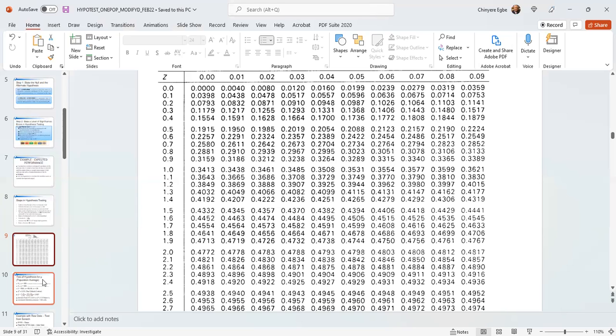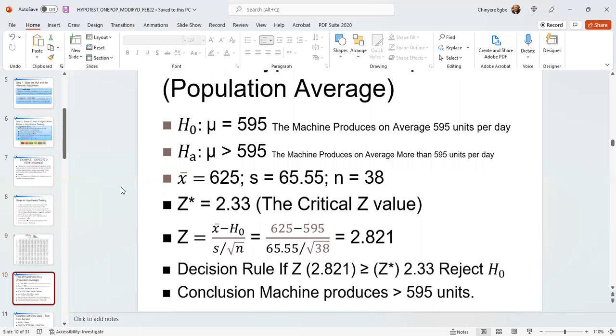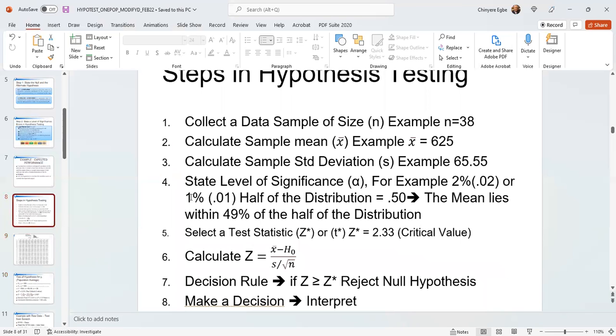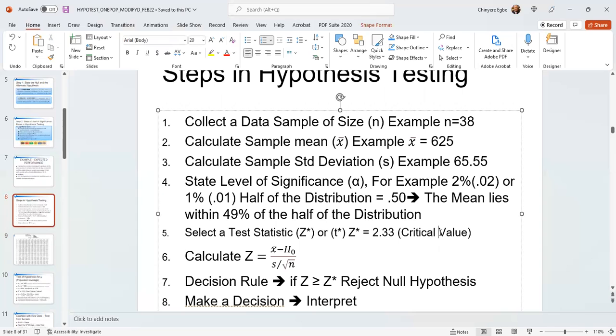Okay, so we determine a critical value of 2.33, and then we calculate a Z value. So we'll call this the critical Z value, which is selected from a table. Then you calculate your own Z value, which is called the calculated Z value.